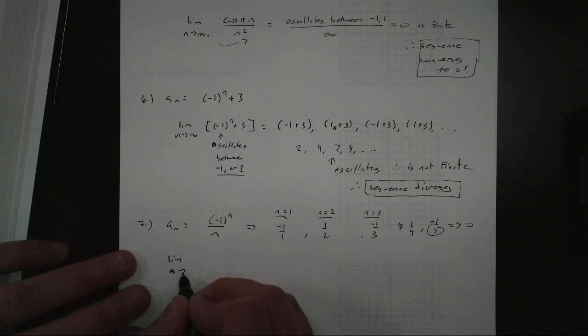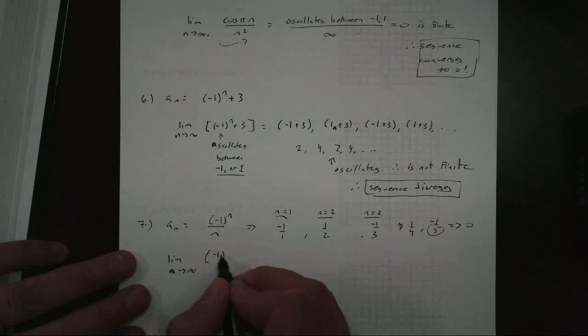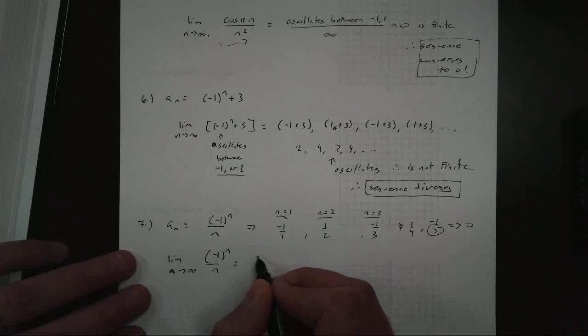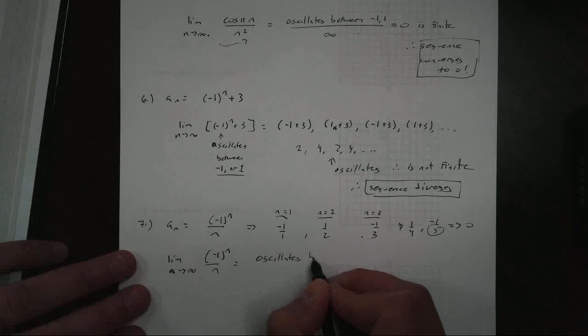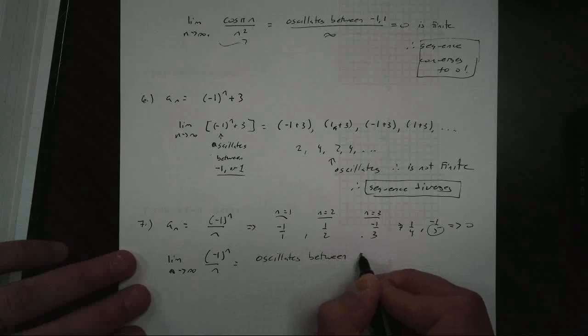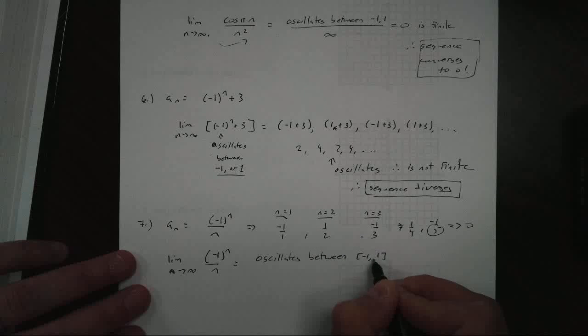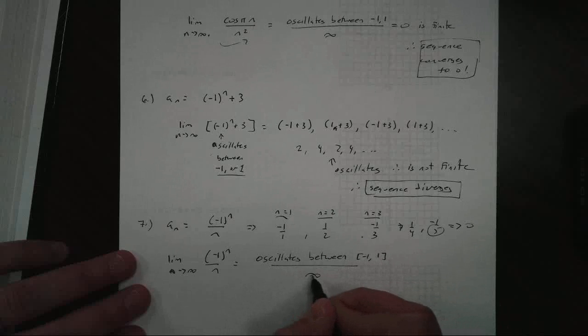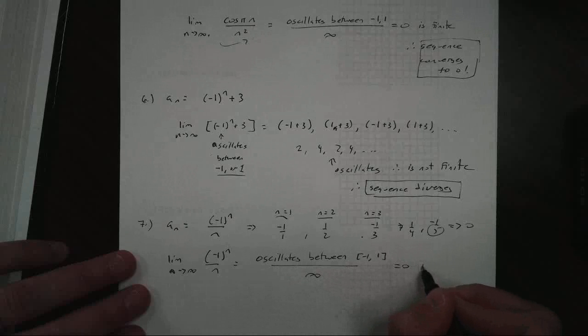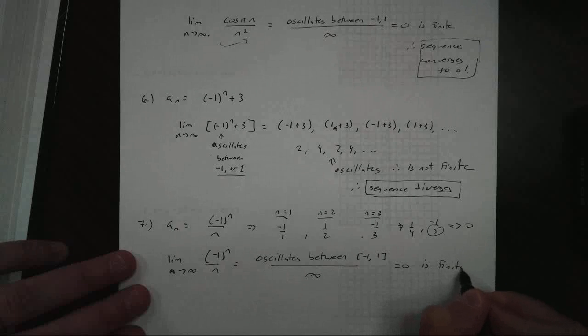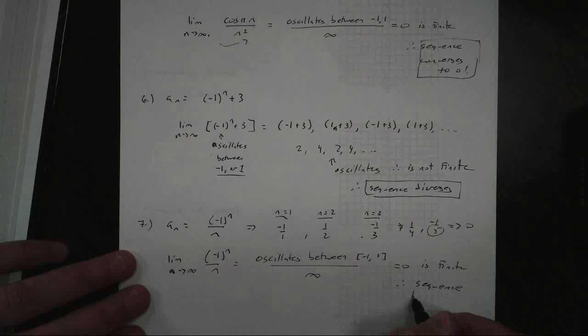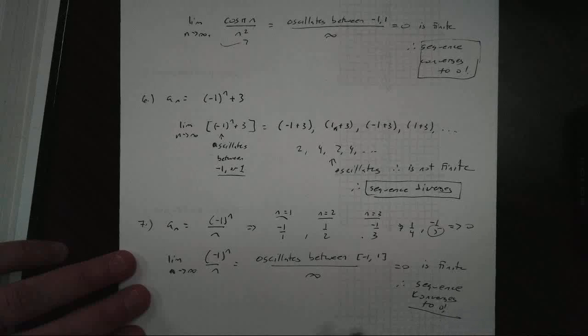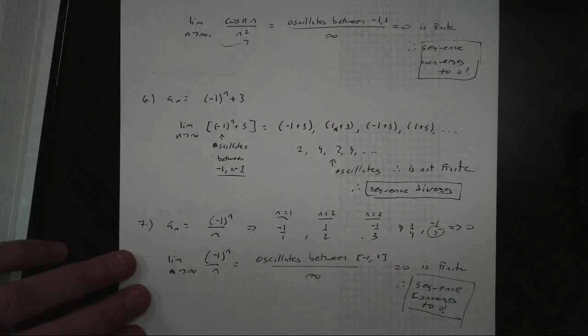The limit as n goes to infinity of negative 1 to the n over n just becomes, remember, the top just oscillates between negative 1 and 1. It's just negative 1 or 1. But the bottom goes to infinity. Therefore, it's 0, which is finite. And because it's finite, therefore we can say the sequence converges to 0. Very easy.